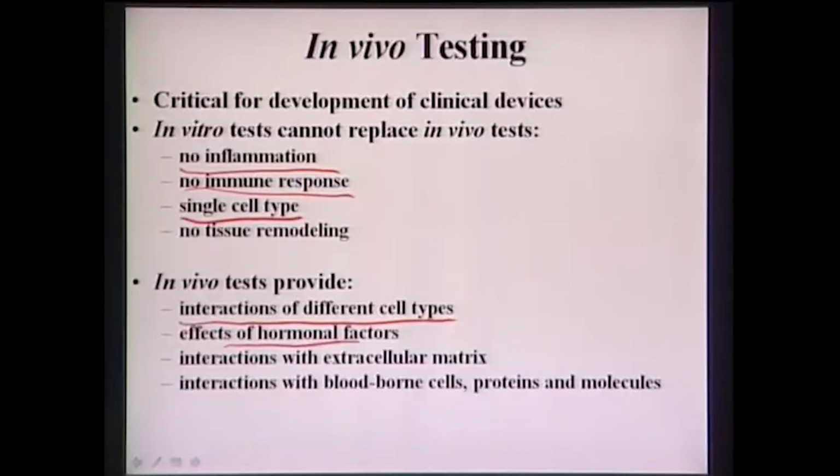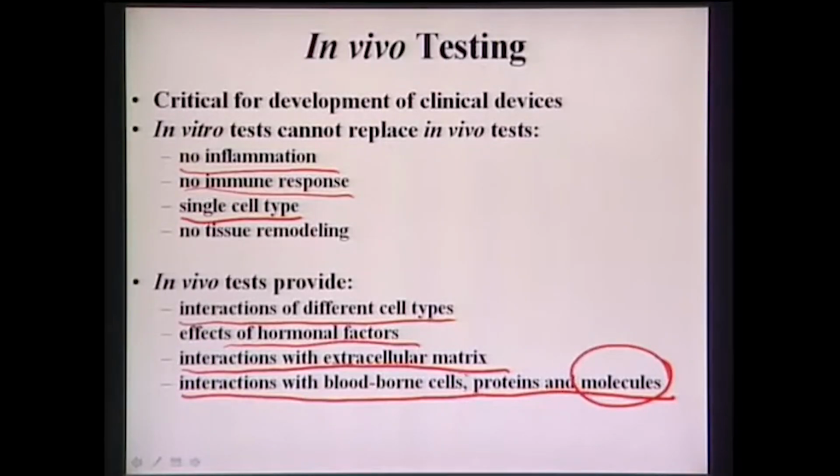Effects of hormonal factors cannot be assessed in in vitro conditions. Interactions with the extracellular matrix are also important. Then there are interactions with blood-borne cells, proteins and molecules. Although you use some serum protein or other kinds of proteins in the in vitro test, the number of proteins that the biomaterial is exposed to is limited, and different biological molecules also come in contact with the biomaterial.